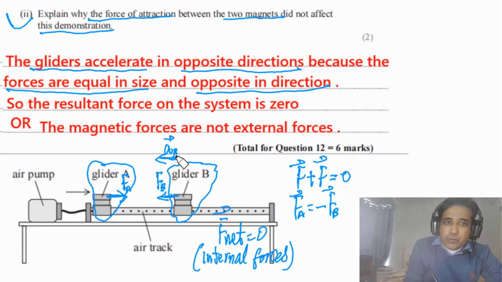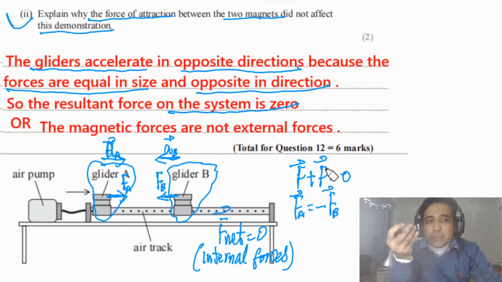So this is the acceleration of B and this is the direction of acceleration of A. So the resultant force on the system is equal to 0. You can also say in terms of forces, you no need to talk about acceleration. You can simply say force on A and force on B have equal magnitude but are in opposite directions, so the resultant force is equal to 0. That's the reason this demonstration is not effective, because these two forces are internal forces. So in this case, momentum of the system is conserved. So this is how you can answer.